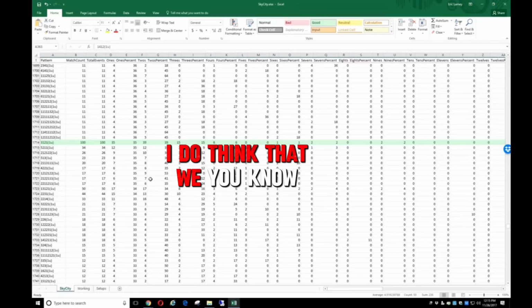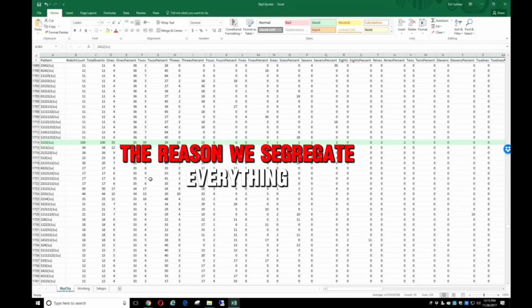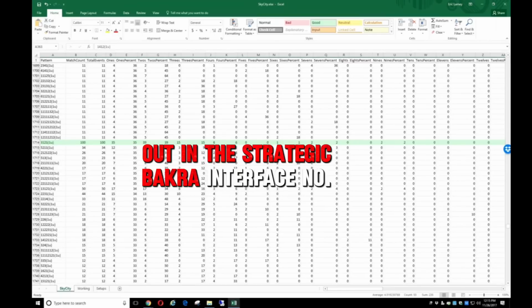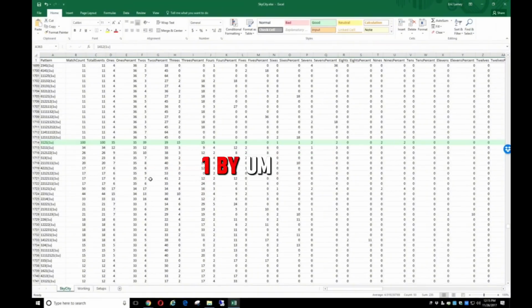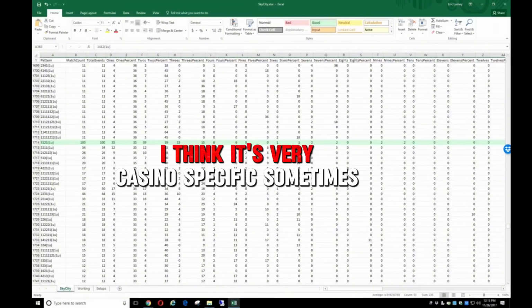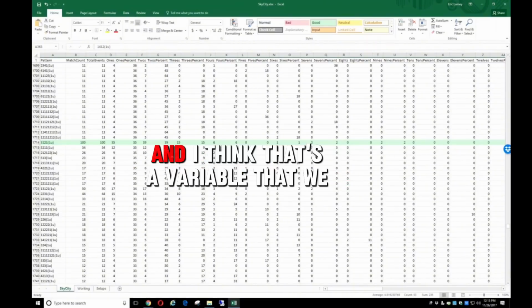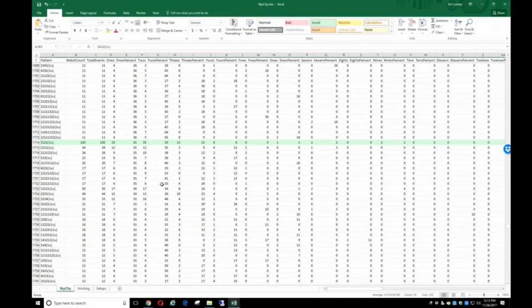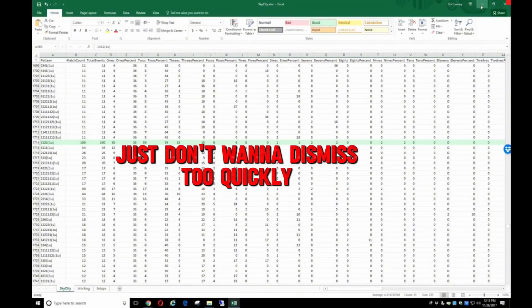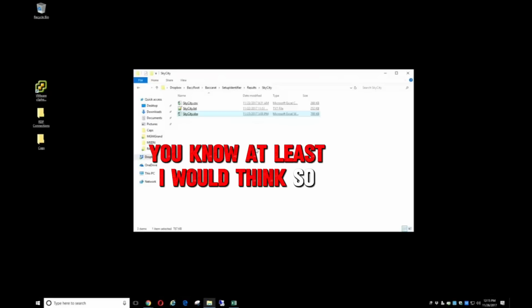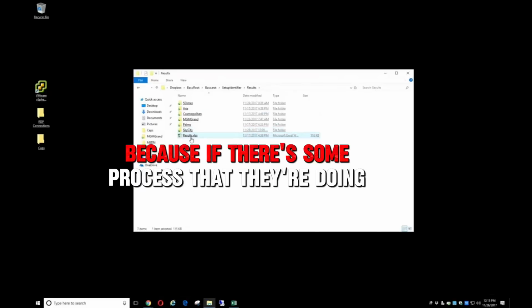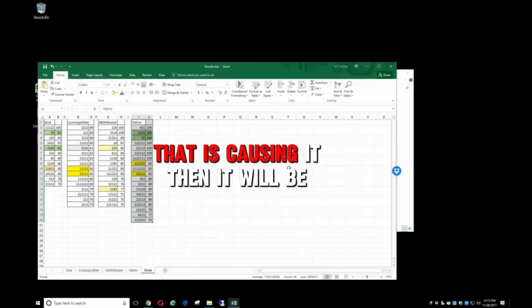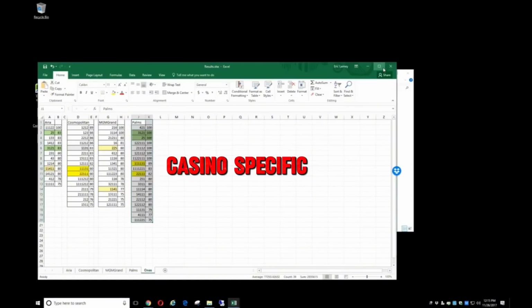And I do think that the reason we segregate everything out in the strategic Baccarat interface, number one, by casino, is I think it's very casino specific sometimes. And I think that's a variable that we just don't want to dismiss too quickly. At least I would think so, because if there's some process that they're doing that is causing it, then it will be casino specific.